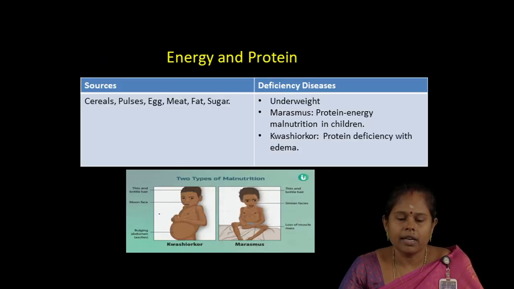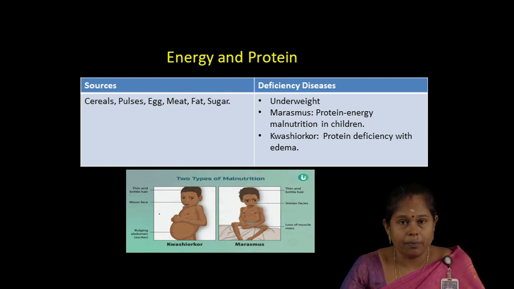Next we are going to see energy and protein. What are the sources and the deficiency diseases? Sources of energy and protein: cereals, pulses, egg, meat, fish, fat and sugar. What are cereals? Cereals are rice, wheat, maize. Pulses are red gram dal, black gram dal and green gram dal.